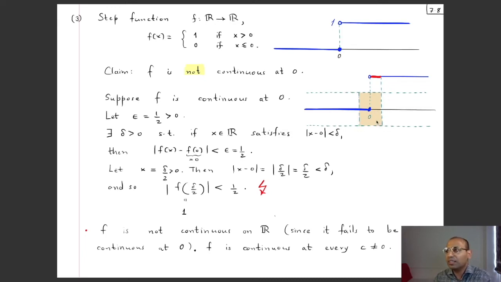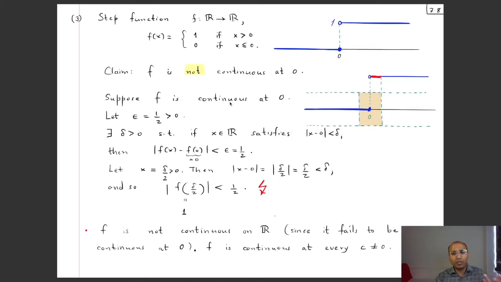And we visibly see that that's not the case, because no matter how small I choose this width delta to be, you will see that these are the points which get arbitrarily close to 0 on the domain side, but the corresponding f lies outside this strip. So I choose, according to my plan, epsilon something smaller than this jump height. The jump height is 1, so I choose anything smaller than 1. Let's choose epsilon equal to half.